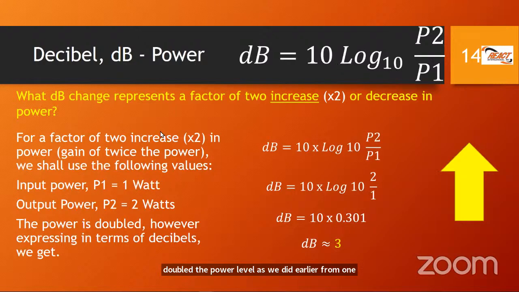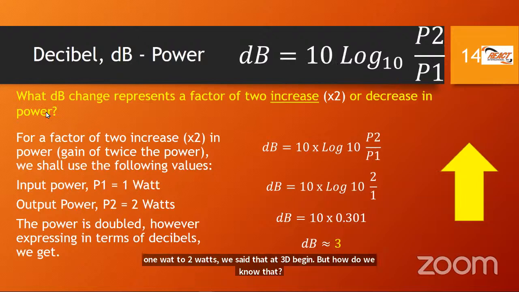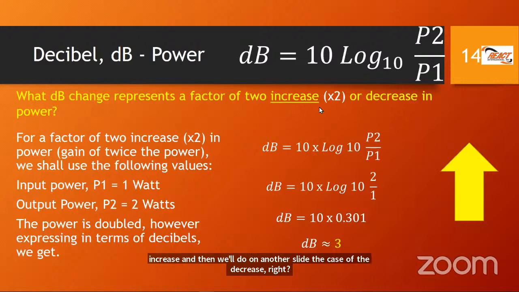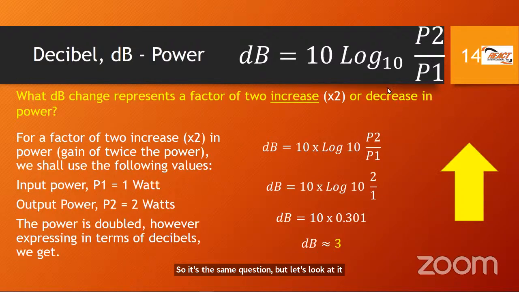Let's work it out. Here's a question, and it's actually a question in the exam, so we're killing two birds with one stone, so to speak. What dB change represents a factor of 2 increase, times 2, or decrease in power? We'll split this question into two and deal with the case of increase first, and then on another slide the case of the decrease. It's the same question, but let's look at it from the increase perspective first, and then we'll see how the decrease looks.